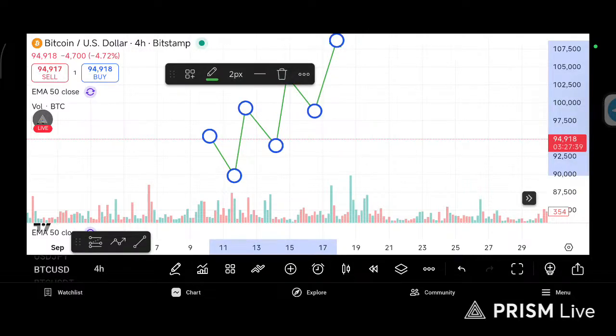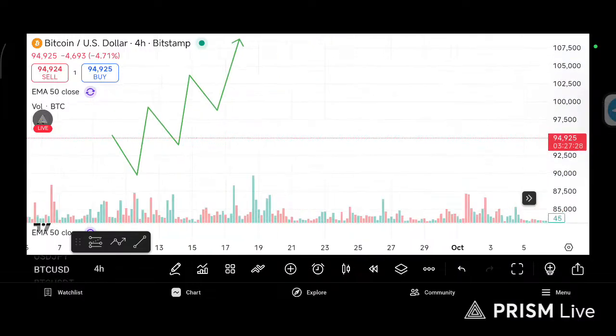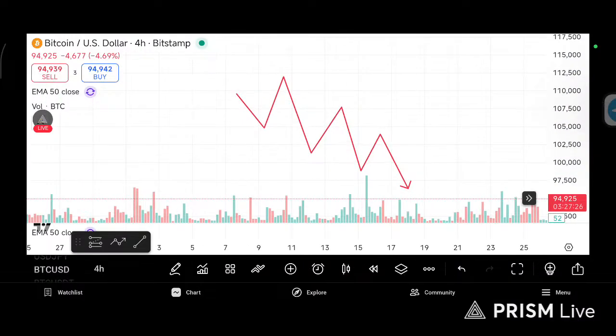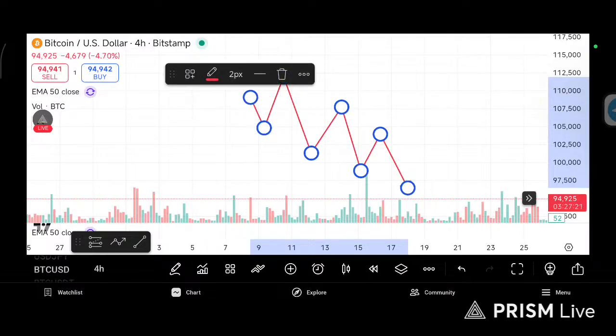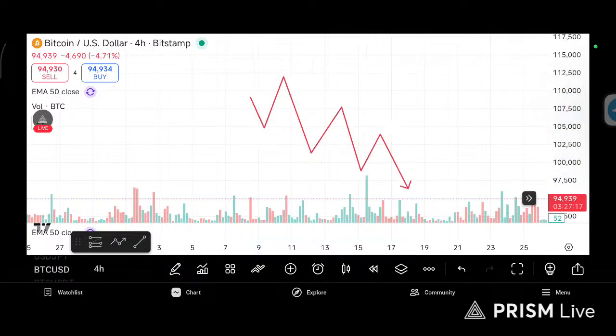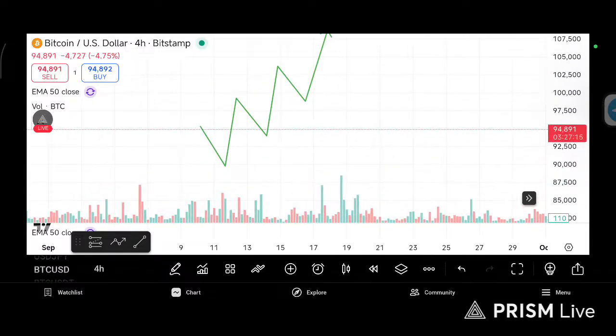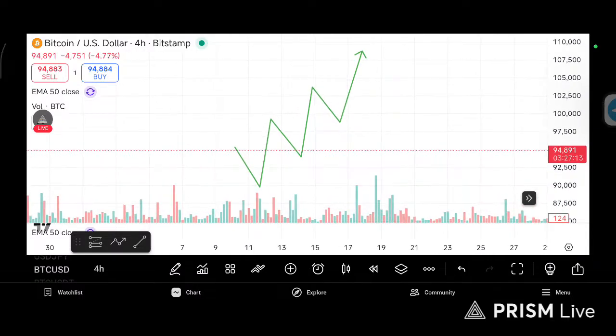It was creating a higher high, higher low. Higher high here, higher low, higher high, higher low. That's how it is. So in a downtrend, you are not having higher highs and higher lows. You are having a lower low, lower high, lower low, lower high. I want to use this method to explain for you before we move into the chart.